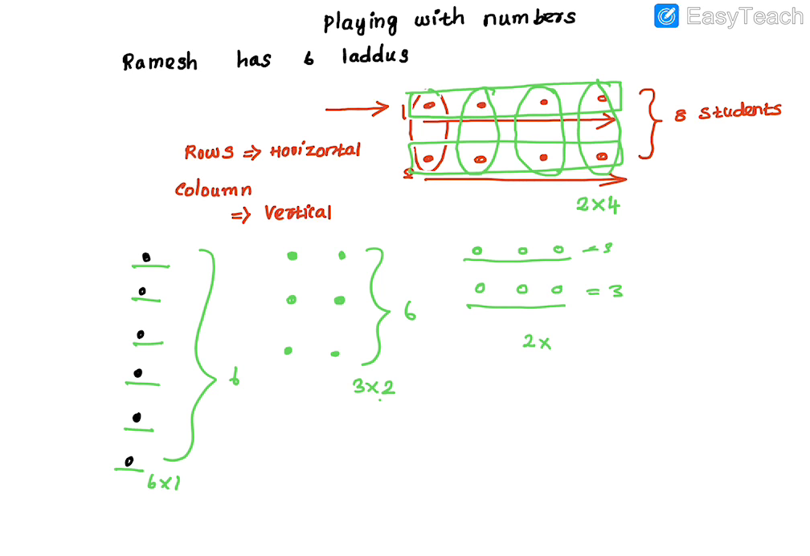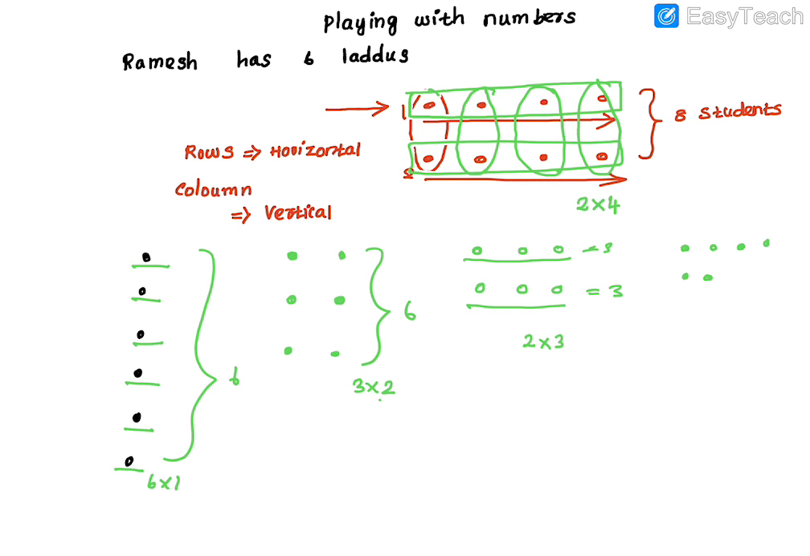2 rows are present. How many columns? 3 columns are present. Okay. So is there any other way we can write it? For example, I will take one as 1, 2, 3, 4 and another as 5, 6. Now, is this correct or not?